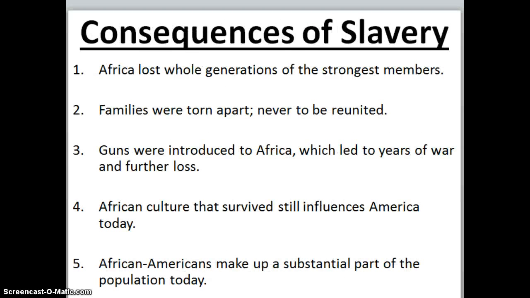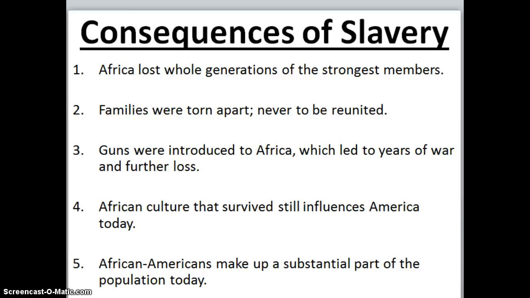Consequences of slavery. Africa is going to lose whole generations of the strongest members. The European people are going to target those younger, very fit, very hardworking Africans. They are going to transport the strongest members of the African tribes that they capture to the Americas because they could make a pretty penny off of those people.